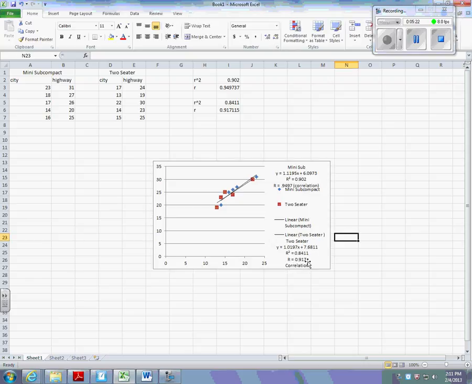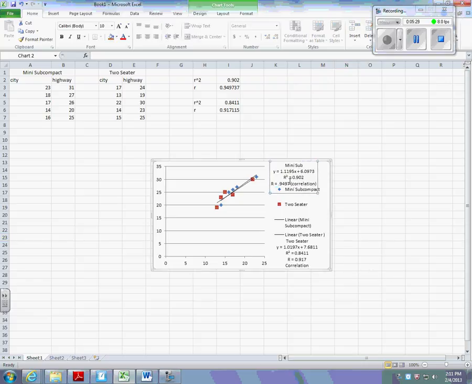So if you get a correlation of 0.917, that's very, very strong, positive, and linear. You get a correlation of 0.97 or 0.9497, that's very, very strong, positive, and linear. Okay, a correlation of 1 would be exactly on a line, the dots fall on an exact line.